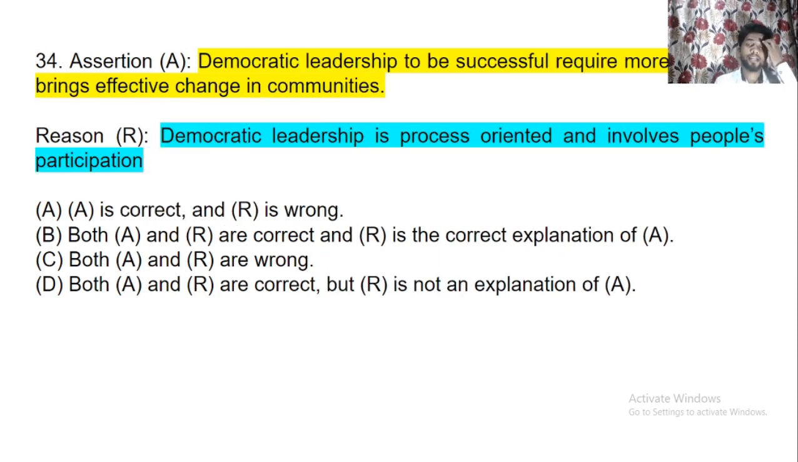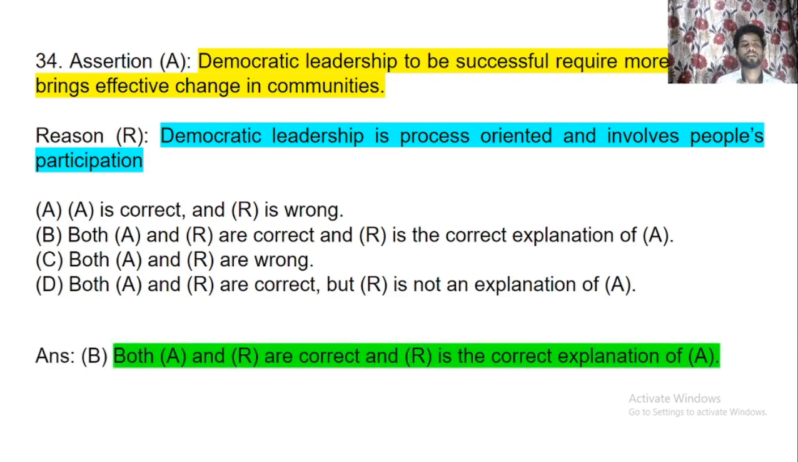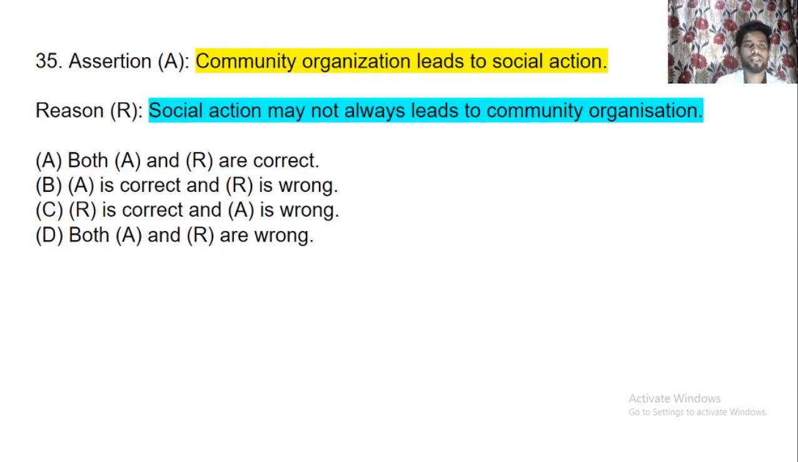Now next question: democratic leadership, to be successful, requires more time, but it brings effective change in communities. Yes, somehow it's right. Democratic leadership is process oriented and involves people's participation. Yes, both are correct, because if you are a democratic leader, then you have to take people's opinions, and people's participation and involvement will be more. So both are correct and R is the correct explanation of A.